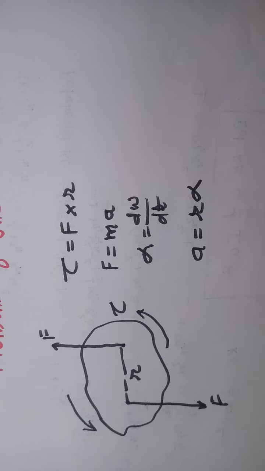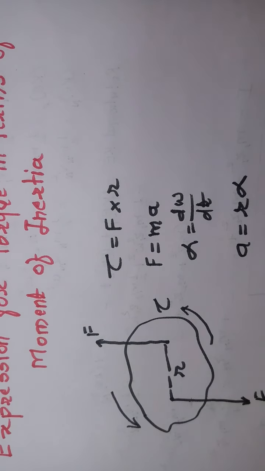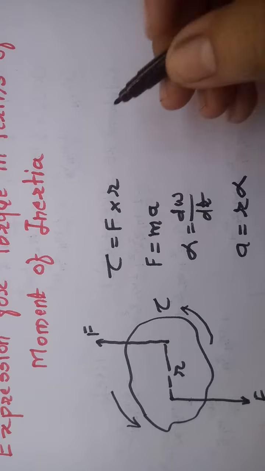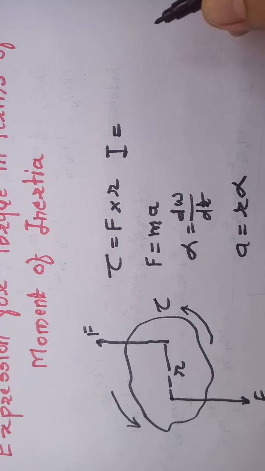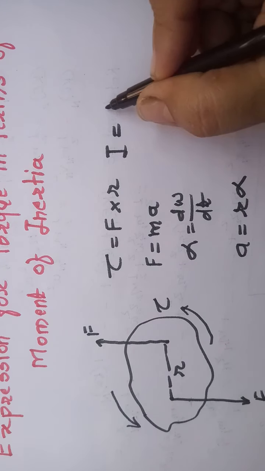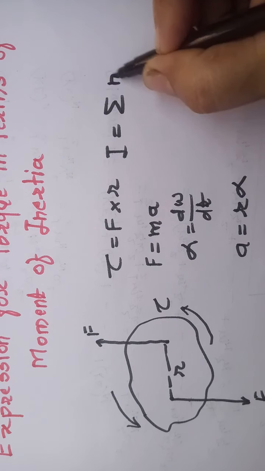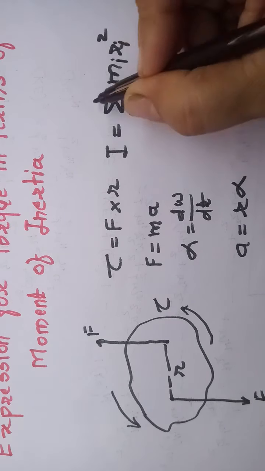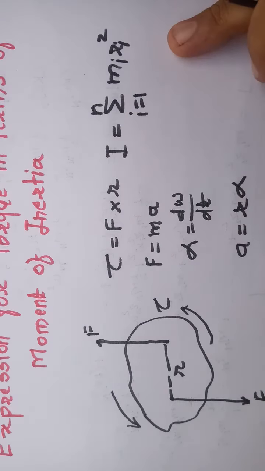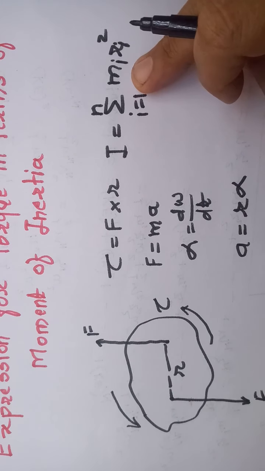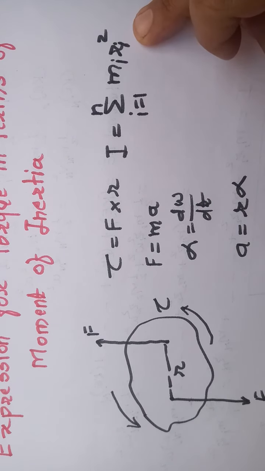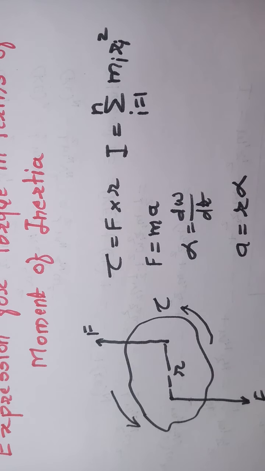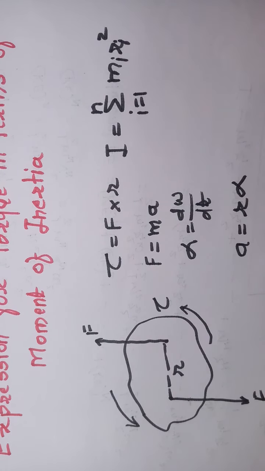So to obtain the torque in terms of moment of inertia, and the moment of inertia is the term related to the rigid body. Again, I recall here the moment of inertia, I is equal to the sum of mi ri square, where i varies from 1 to n. Means if the body consists of n number of particles, we take the product of mass of each particle and the square of the distance of that particle from the axis of rotation. That sum gives us the moment of inertia.